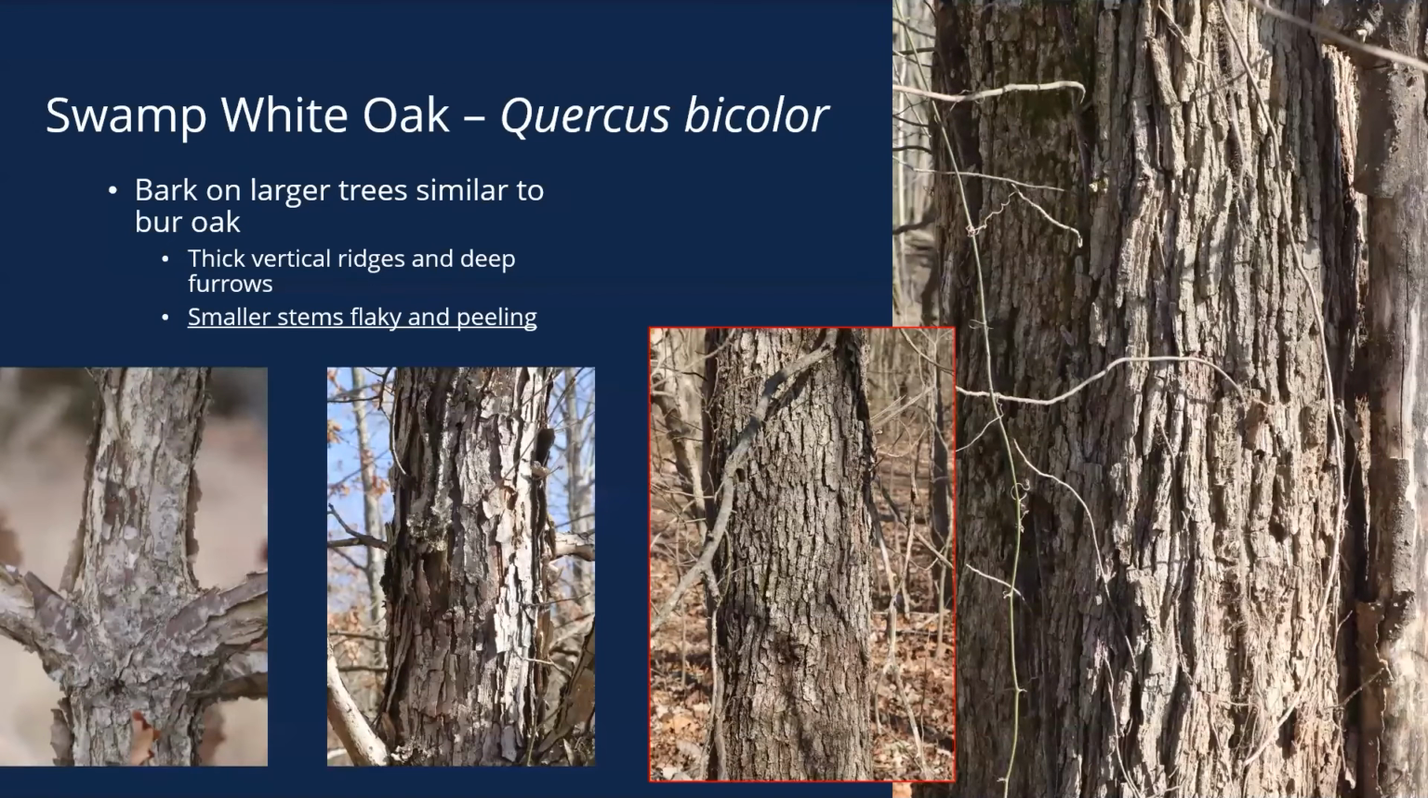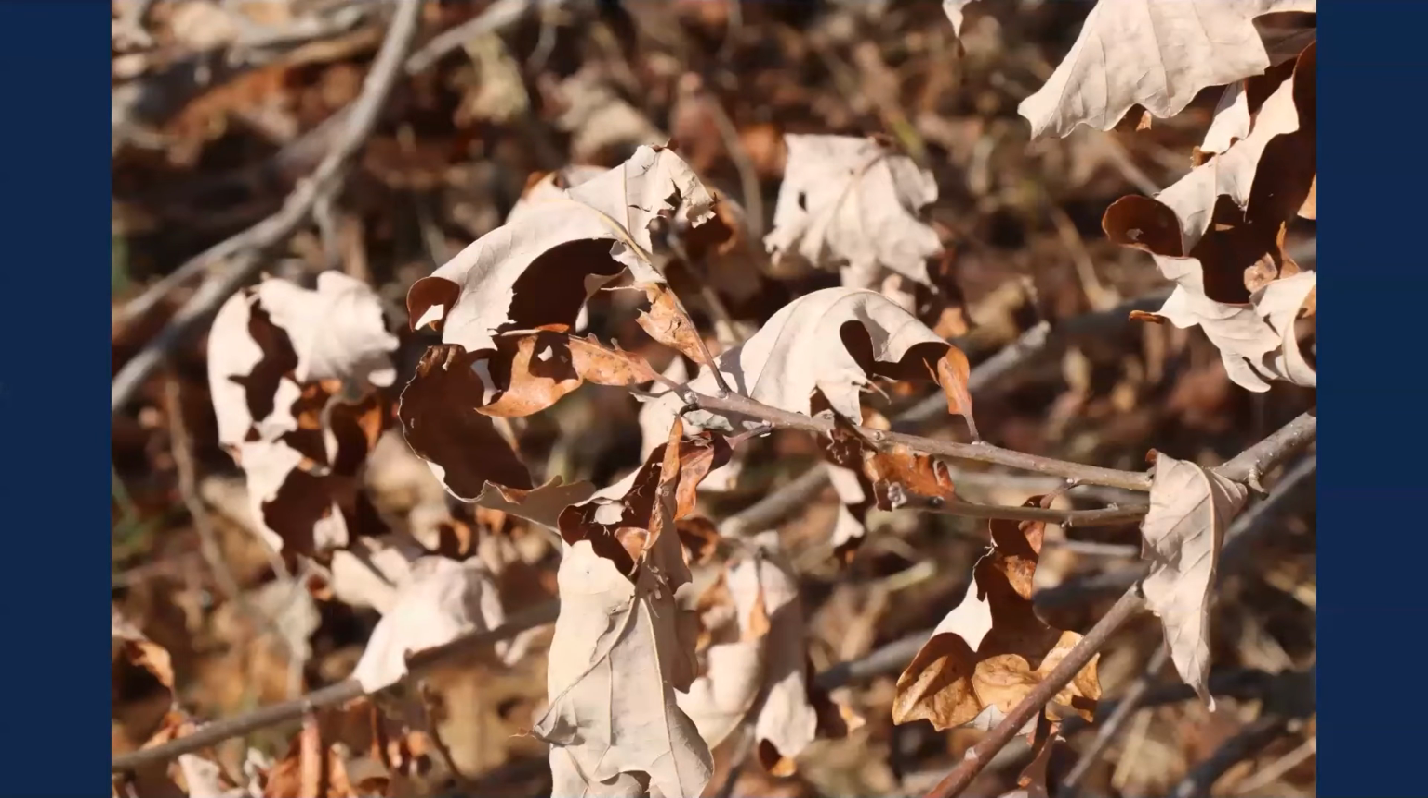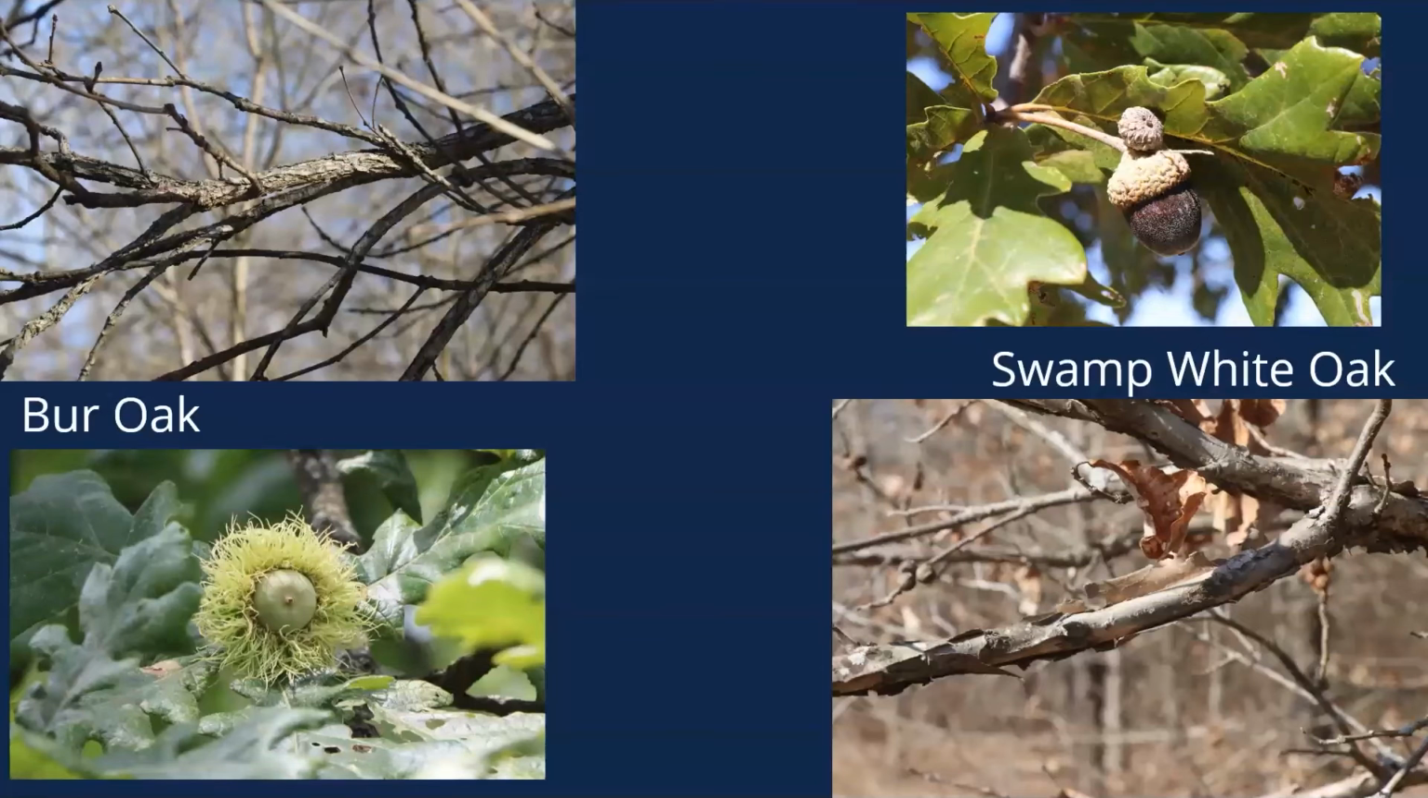Bark on larger trees can be similar to bur oak. It can get kind of thick. It's usually a little lighter in color, but the smaller stems are going to be flaky and peeling and thinner bark, and that really helps you identify it, as well as looking for that bright white underside of the leaves even in the wintertime, right?